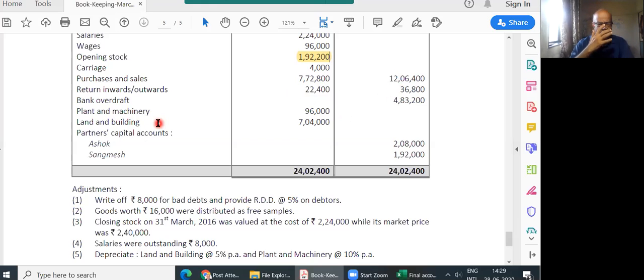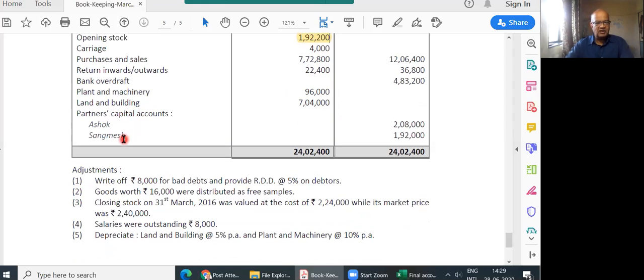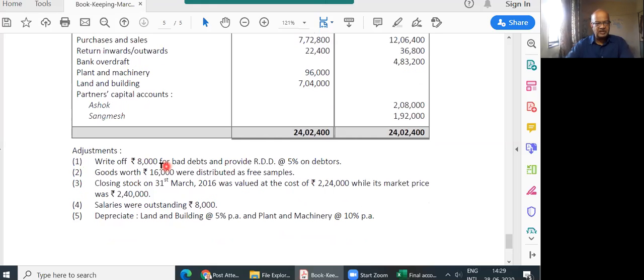Bank overdraft, it is a liability. It will appear in the liability side of the balance sheet. Plant and land and building, they are assets. They will appear in the asset side of the balance sheet. Partners capital account will be transferred to the partners account, and after balancing partners capital account, it will be transferred to the balance sheet liability side.